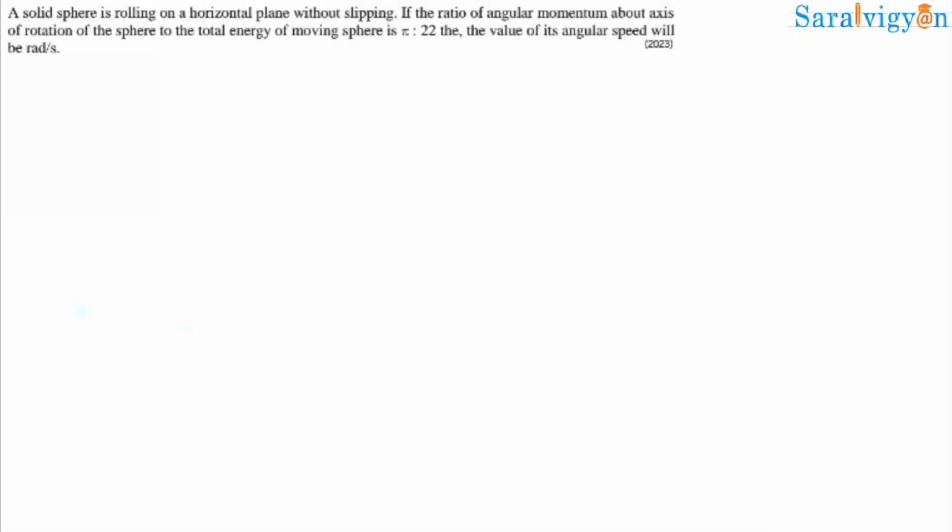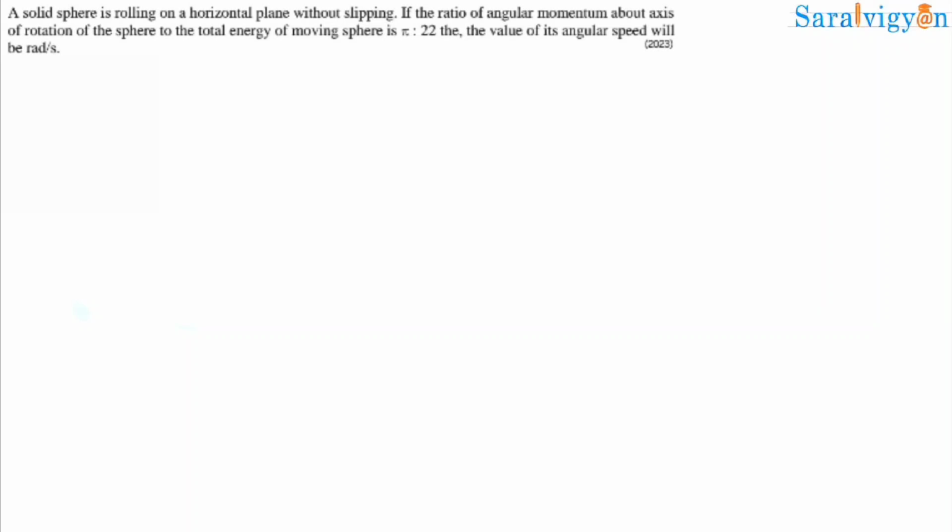A solid sphere is rolling on a horizontal plane without slipping. If the ratio of angular momentum about the axis of rotation of the sphere to the total energy of the moving sphere is pi is to 22, the value of its angular speed will be dash rad per second.